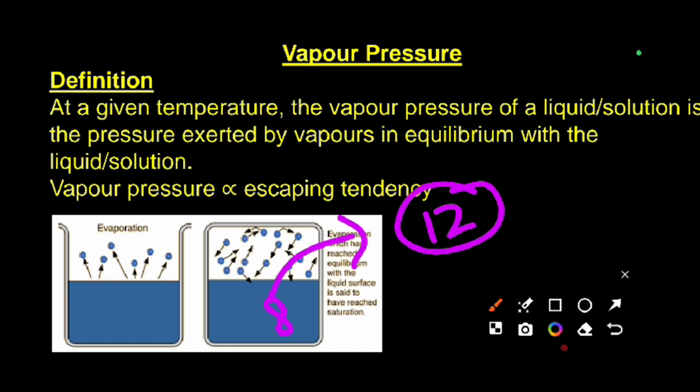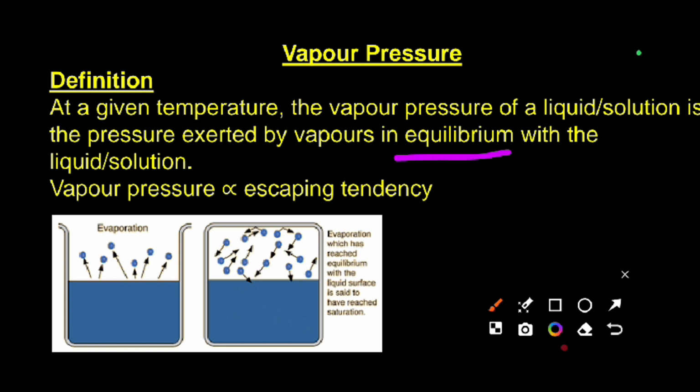Equilibrium means now the ratio between the 12 and 8 will remain constant. After attaining equilibrium, if 2 molecules evaporate, at the same time 2 molecules will come back. Again the ratio between the 12 and 8 remains the same. So after attaining equilibrium, every time the same number of molecules will evaporate, and at the same time the same number of molecules will condense. At this stage it is called equilibrium.